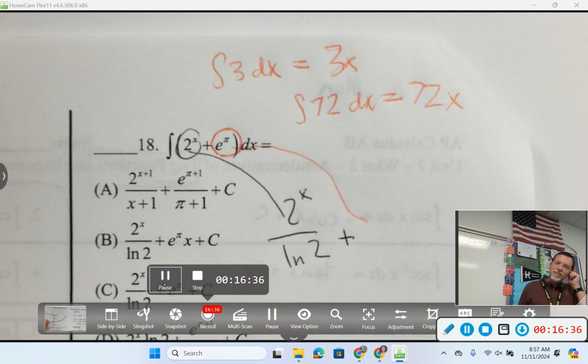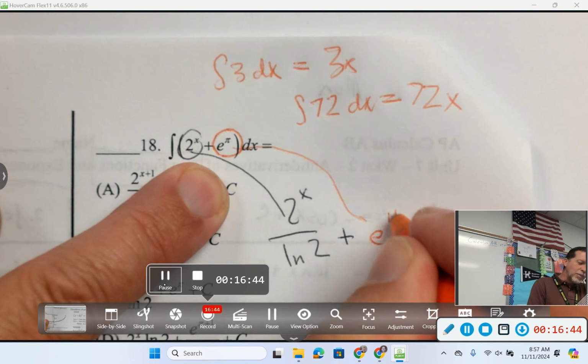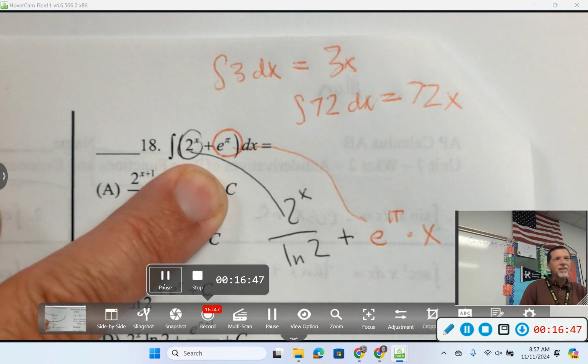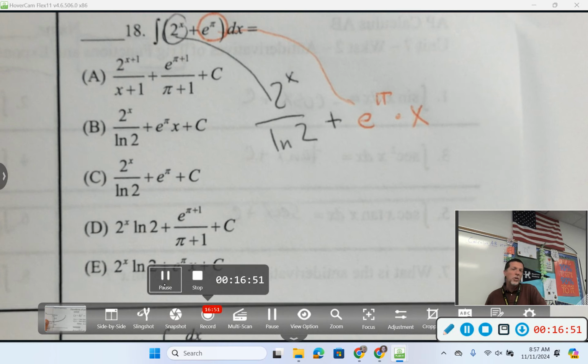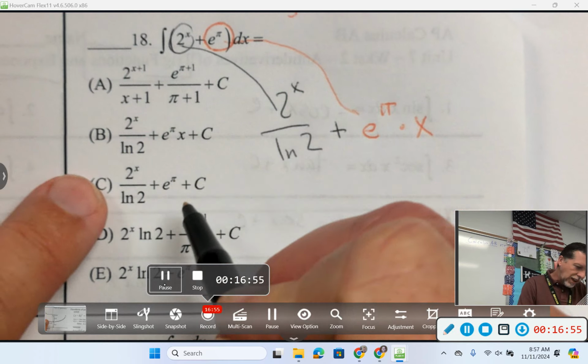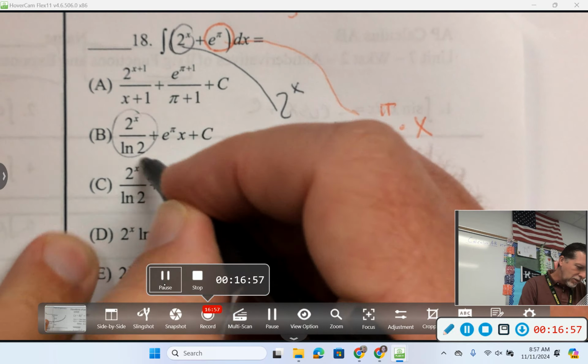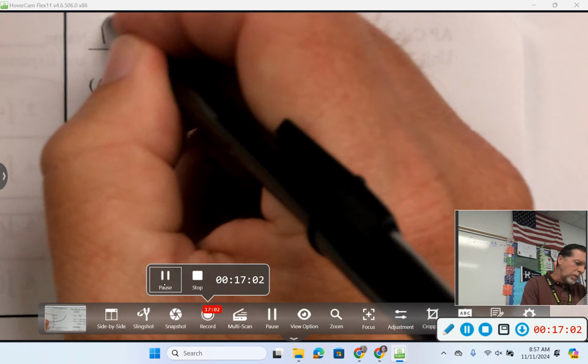So Jameson, how about the antiderivative of e to the pi? E to the pi times x. Because e to the pi is just a number. A weird number, but just a number. A constant. So let's see. 2 to the x over natural log 2. So answer choice B.